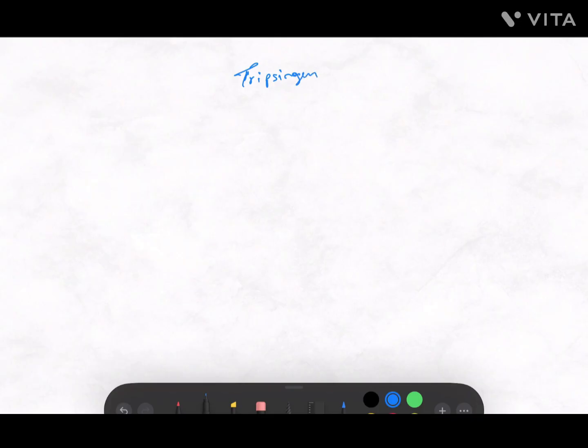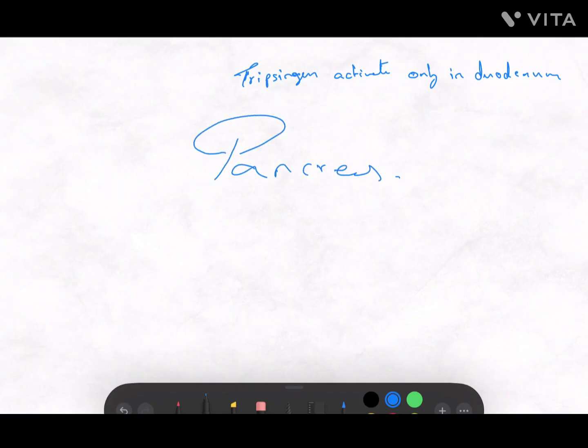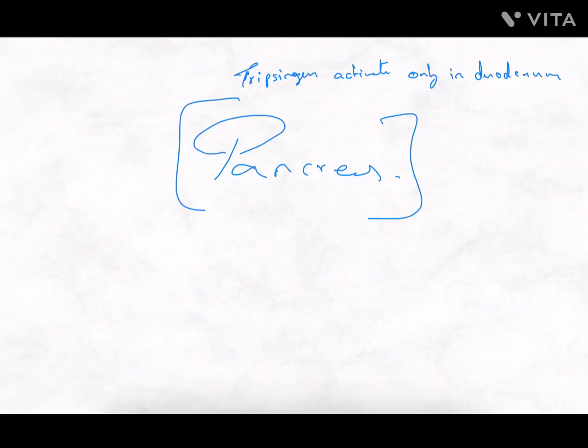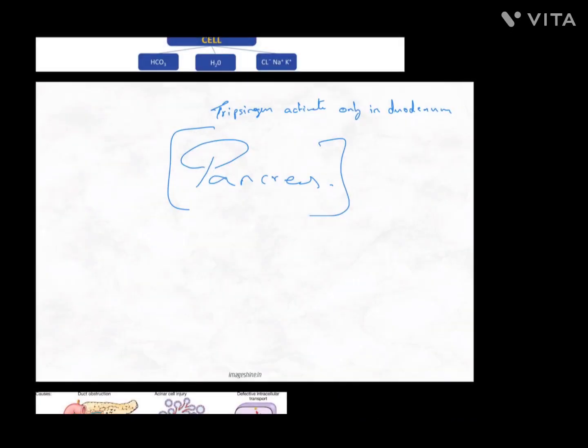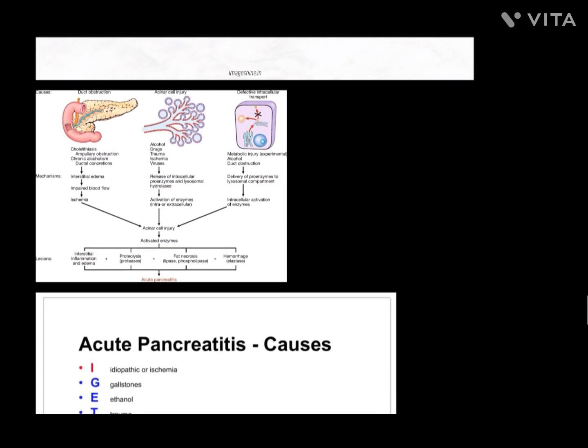The trypsinogen is activated only in the duodenum, and we can see acute pancreatitis. Acute pancreatitis occurs when activation happens inside the pancreas. Actually, it has to happen in the duodenum; if it happens in the pancreas, then only we say the patient will get pancreatitis. Okay.